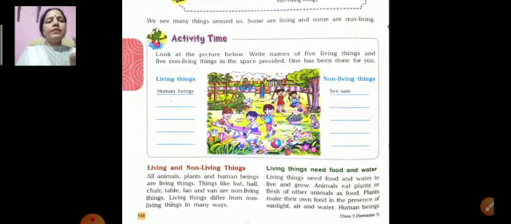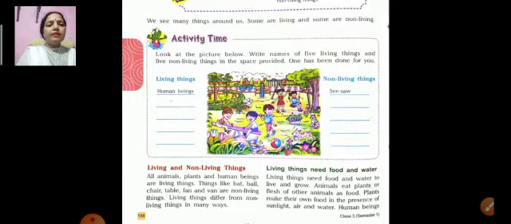All animals, plants and human beings are living things. Things like bat, ball, chair, table, fan and vents are non-living things. Living things differ from non-living things in many ways. Living things need food and water, but non-living things don't need them. Living things need food and water to live and grow.